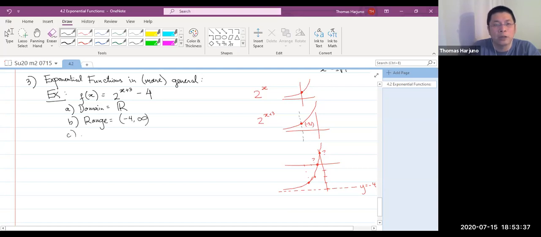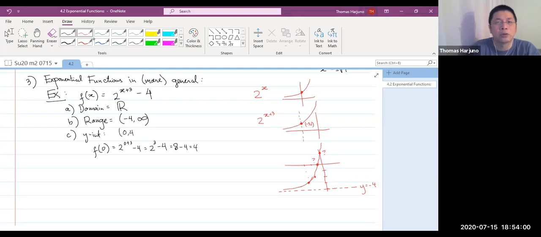How about the y-intercept? For the y-intercept, you plug in x equals 0. That's 2 to the 0 plus 3, minus 4. That's 2 cubed minus 4, 8 minus 4, that's 4. So the y-intercept is (0, 4). Okay, so now we know this will be (0, 4).